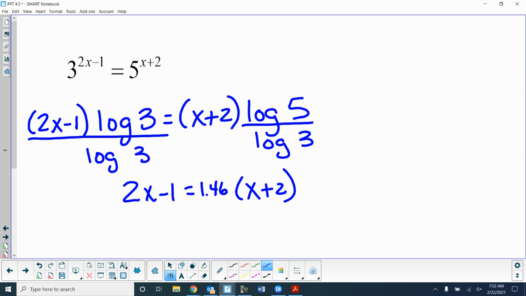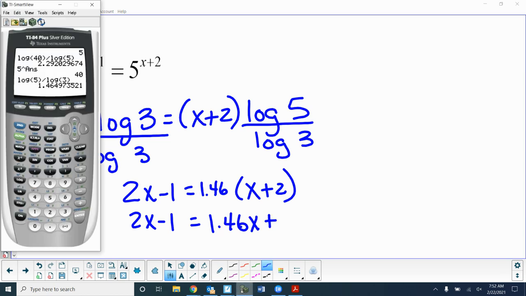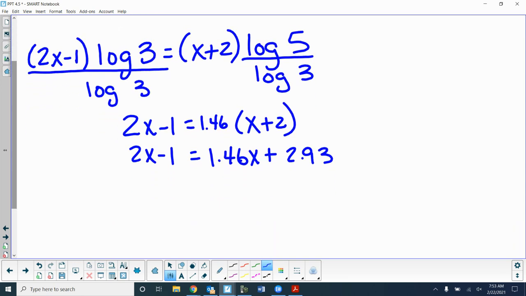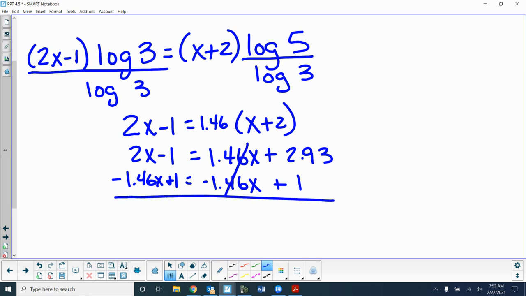Okay, I have to distribute that. And I go times 2 for that part. 2.93 if we round it. So we're going to be a little bit off, but that's okay. All right, so what I'm going to do is take the 1.46 to the other side. So I'm going to subtract it. I'm going to add the 1 to get it over here. So that canceled, and the 1's canceled. Over here is 3.93, 2.93 and 1.